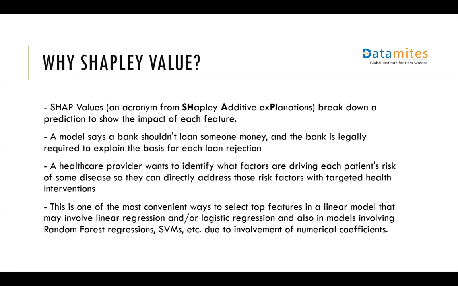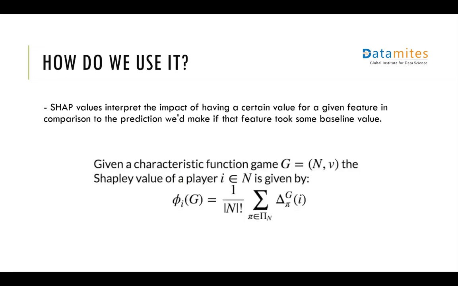So this is one of the most convenient ways to select top features, Shapley values, in a linear model, and it may involve linear regression or logistic regression. It can also be implemented in random forest regression and SVMs, and it basically can be involved in models which involve numerical coefficients and weighted distributions. So yeah. Now, how do we use these Shapley values?